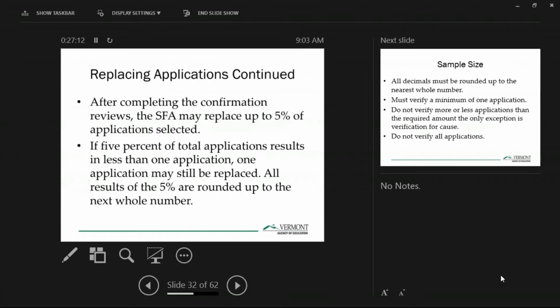There are specific requirements when replacing applications. You may replace up to 5% of applications selected, and if 5% of total applications results in less than one application, one may still be replaced. All results of the 5% are rounded up to the next whole number. And that replacing takes place after the confirmation review.